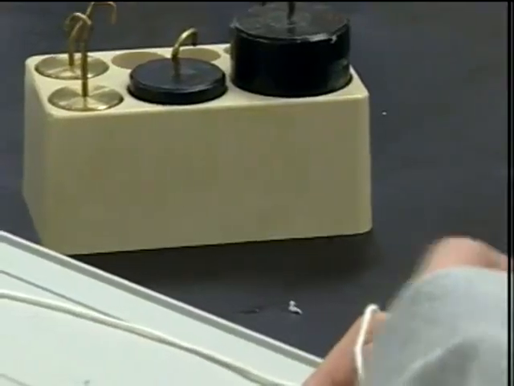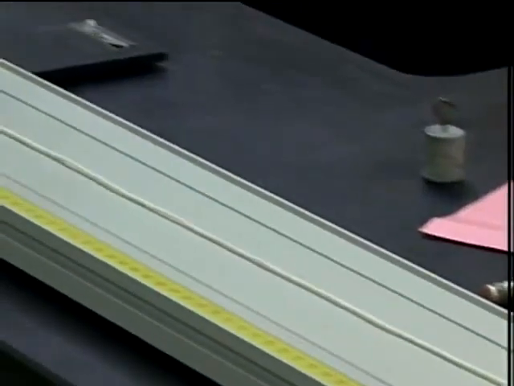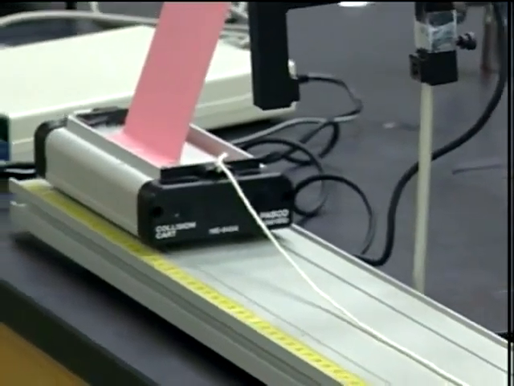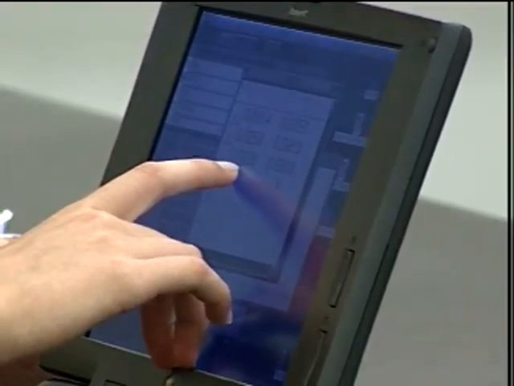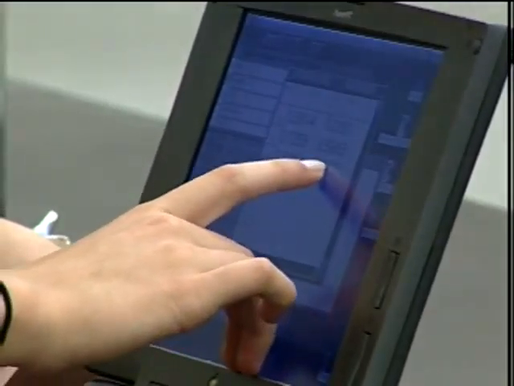Once their plans have been approved, students perform their experiments and record the data they gather. Several trials are needed to evaluate their data and refine their original plan.